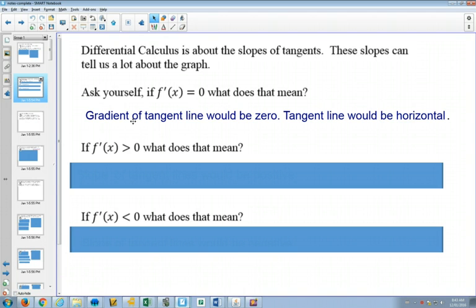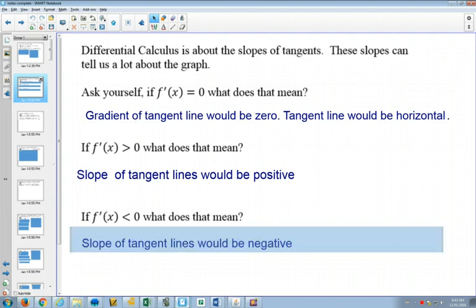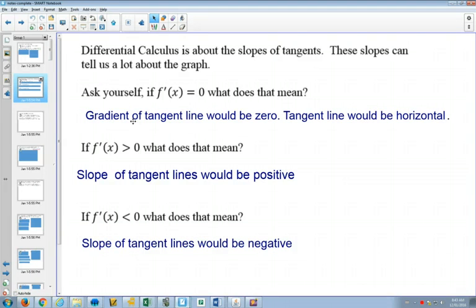Now, if you had a derivative greater than 0, what does that tell us about the slope? It just means that the slope would be positive. And if your derivative was less than 0, that means that your slopes would be negative.